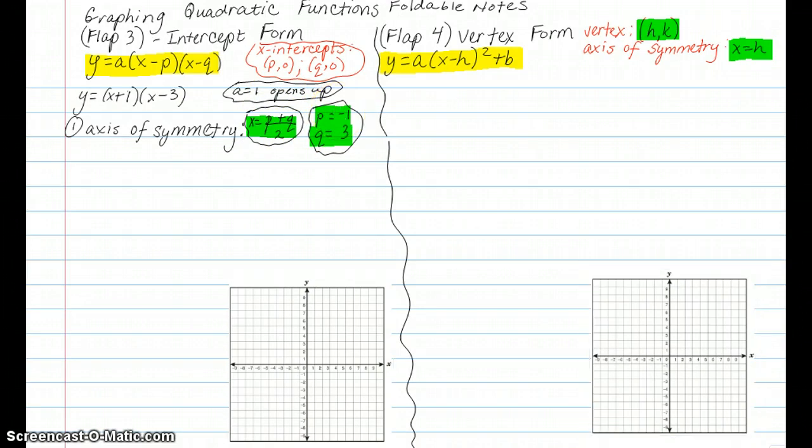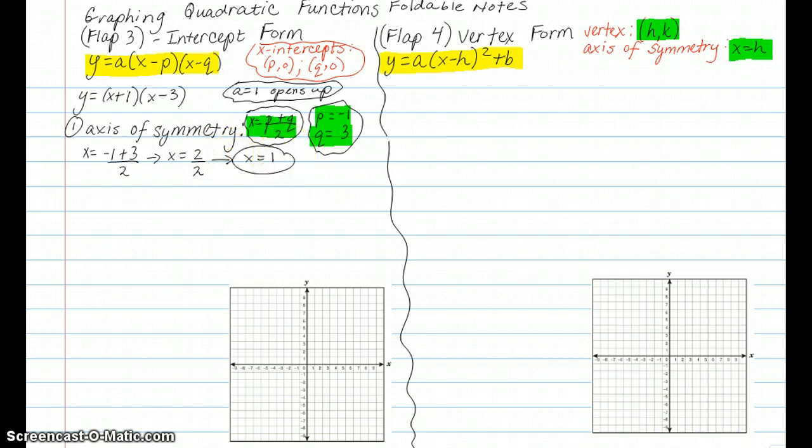You first have to determine what your p is and what your q is. Well, p is in the pattern x minus p, so since it's x plus 1, then p is negative 1. And q is in the pattern of x minus q. Since it's x minus 3, you're good, and it's just 3. So this is a lot like finding a midpoint, if you remember how to do that. We're finding the middle. The axis of symmetry divides the parabola into equal halves. So you would have x equals negative 1 plus 3 divided by 2. So x equals 2 divided by 2, and therefore x equals 1.